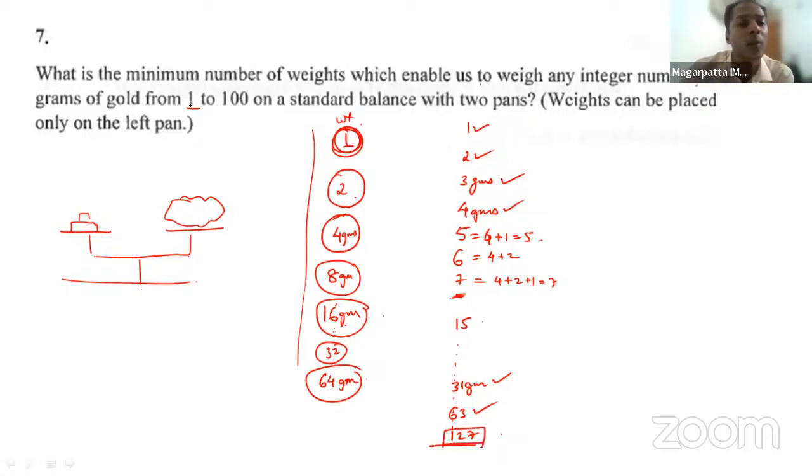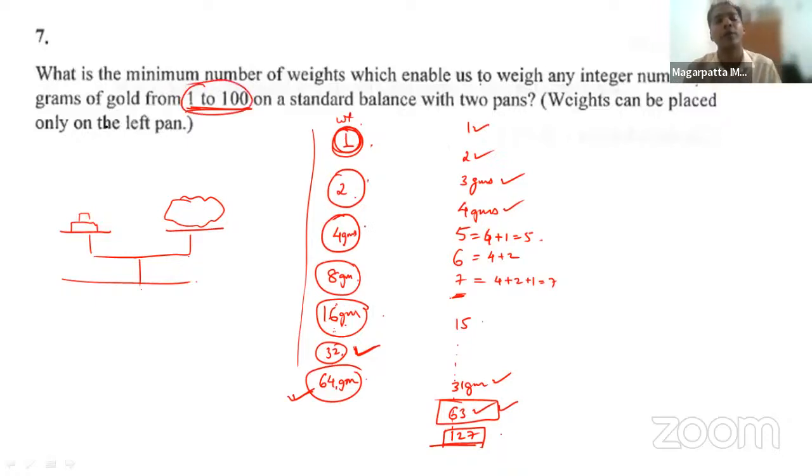Now the question only required me to calculate weights from 1 to 100, but the last weight that I could have calculated using the weights till 32 was 63. For going beyond that, I'll have to add another weight. So therefore, I'll need one more weight. So I'll need how many? 1, 2, 3, 4, 5, 6, 7 weights in order to measure 1 to 100.